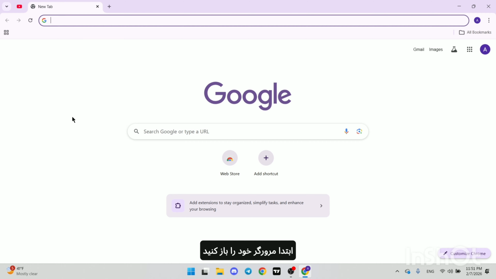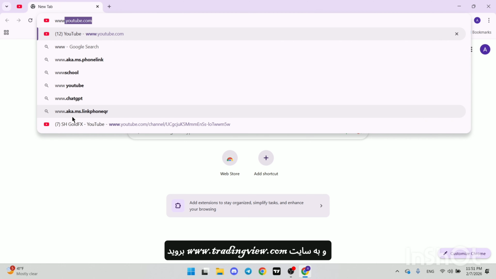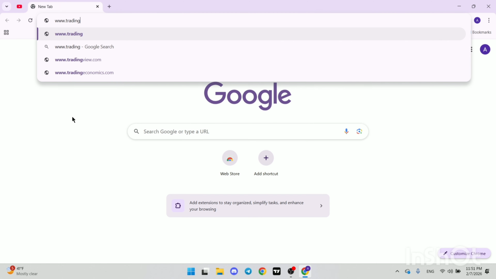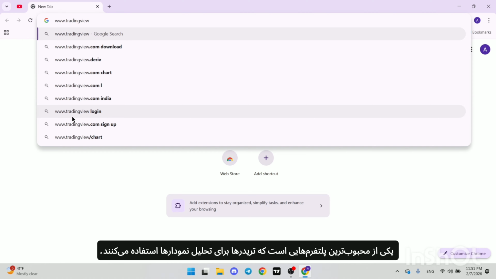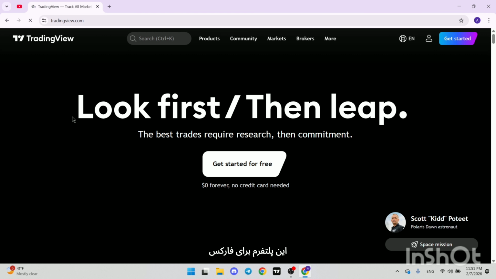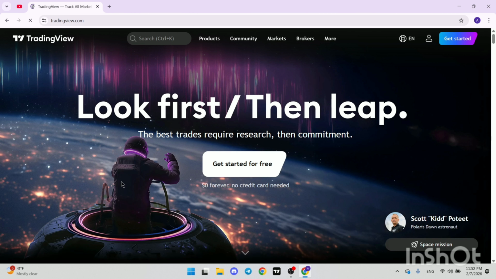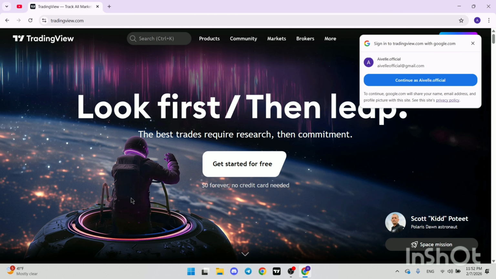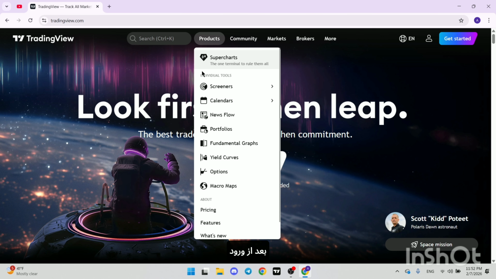First, open your browser and go to www.tradingview.com. TradingView is one of the most popular platforms traders use to analyze charts. It works for Forex, crypto, stocks, and commodities like gold. Once you open the website, you can either sign up or log in if you already have an account. Signing up is free and only takes a few seconds. After logging in, you will see the main TradingView homepage.